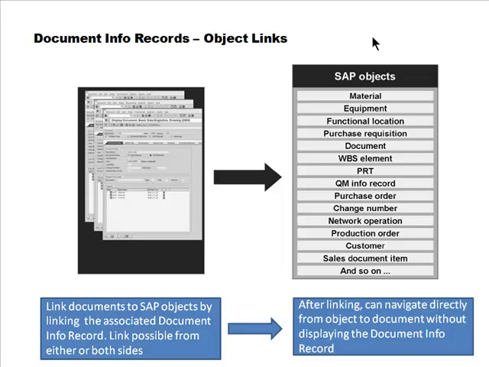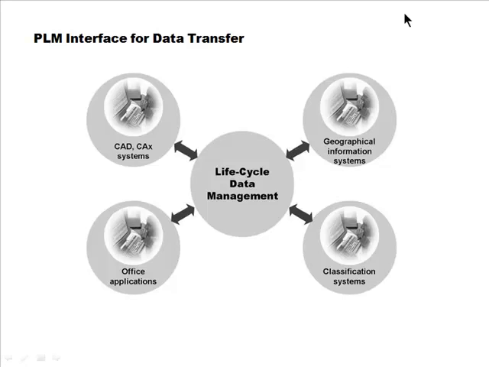And as I've already said, once you have linked it, you can go directly. You don't have to look at the document info record. Okay, so this is the PLM interface for data transfer, product lifecycle management interface.